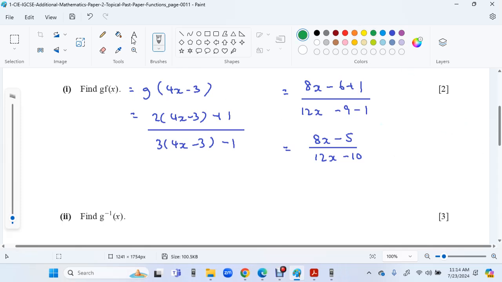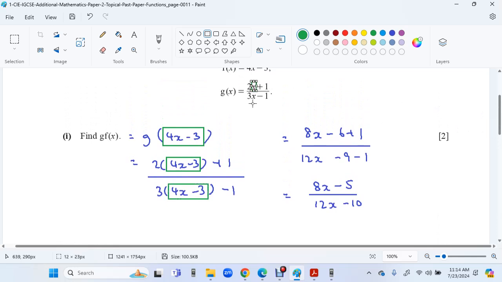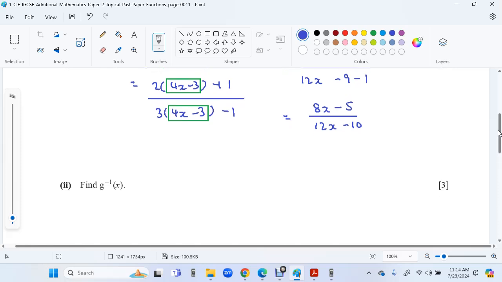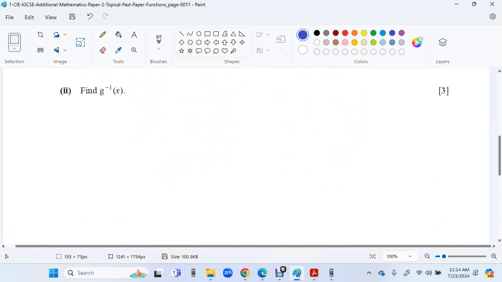So what we do is, over here we have the 4x - 3. We put in the x here. So this one I put in here and here, then it will become this one. Then we want to find the g inverse of x. So this is the g(x). So we want to find the g inverse of x.